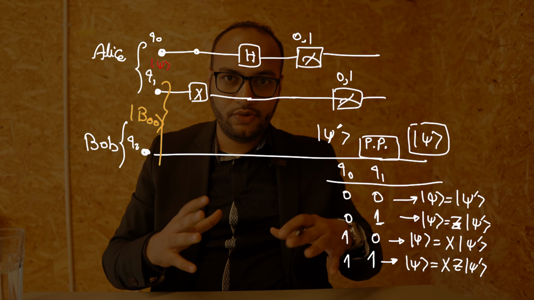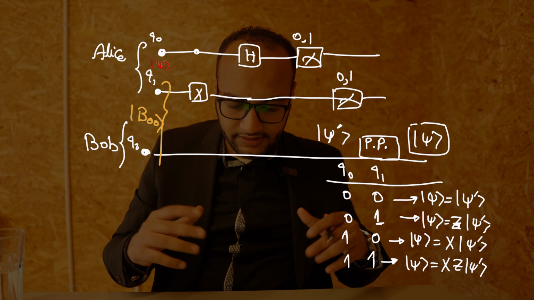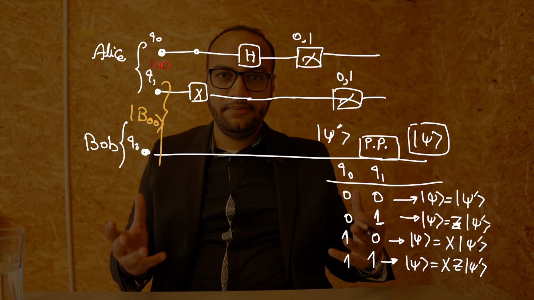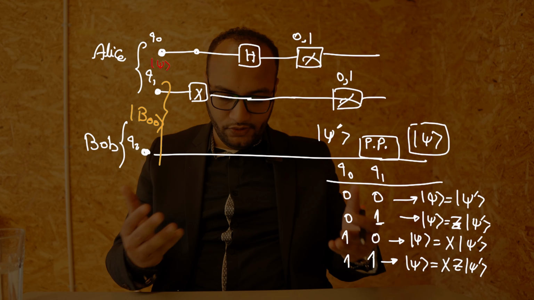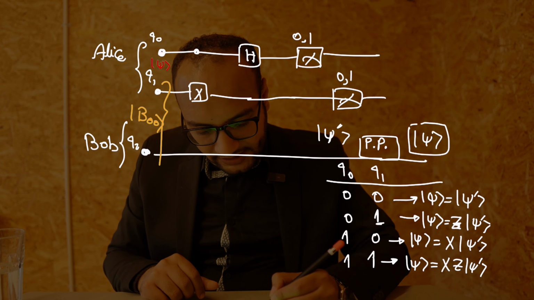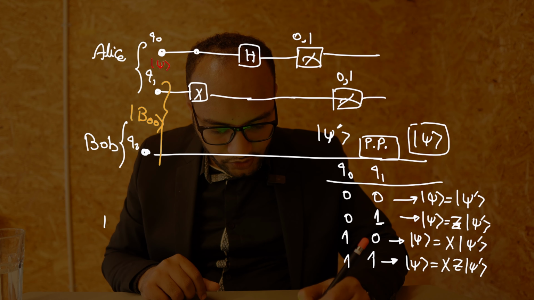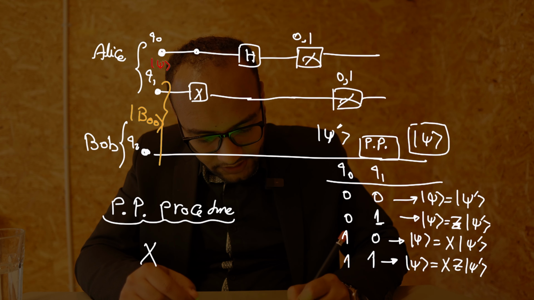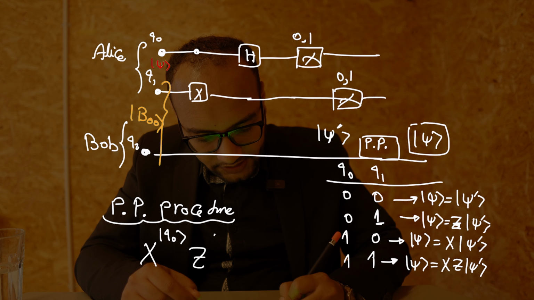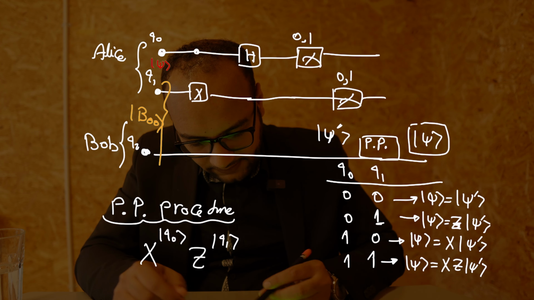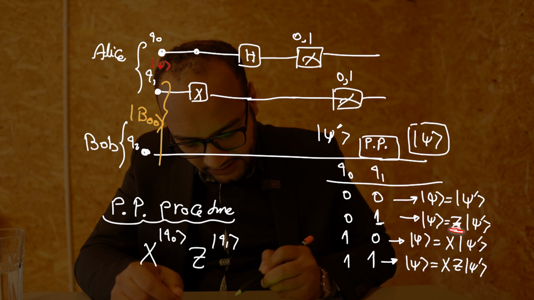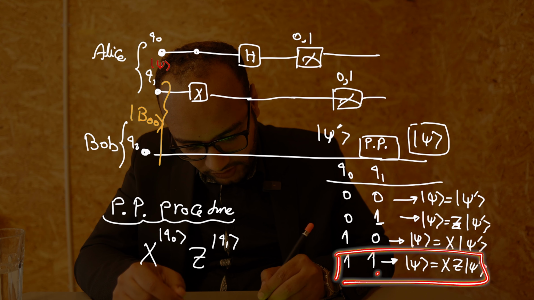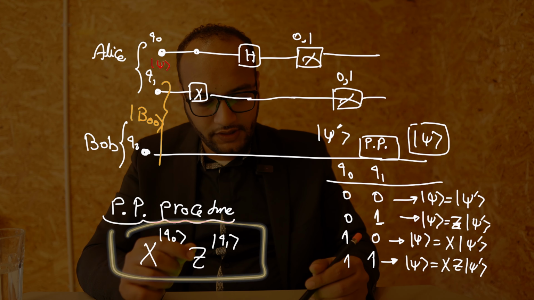So this post-processing could be programmed on a computer, it could be done automatically, and so on. So this is something natural, and he can perform these post-processing actions based on the measurement inputs from Alice. We can write this general post-processing procedure as X to the power of the state of q0 times Z to the power of the state of q1. And you can see it: if we are here, we only have the Z gate. If you are here, we only have the X gate, and if you are here, we have 2 gates. So that's the general procedure.